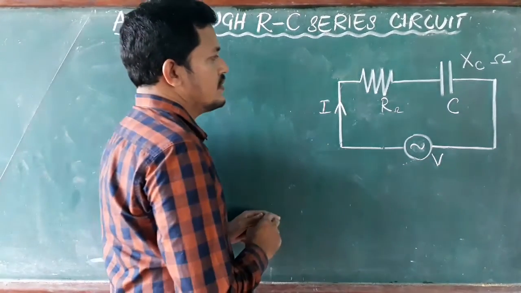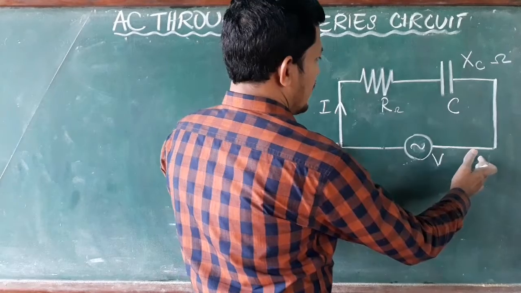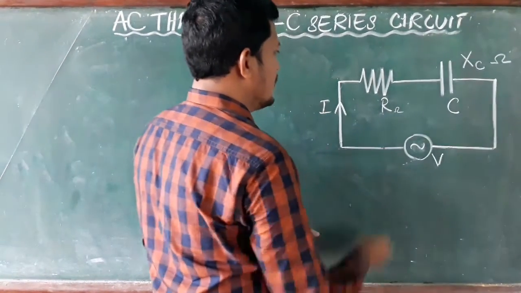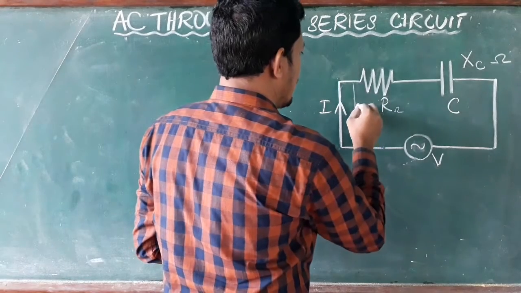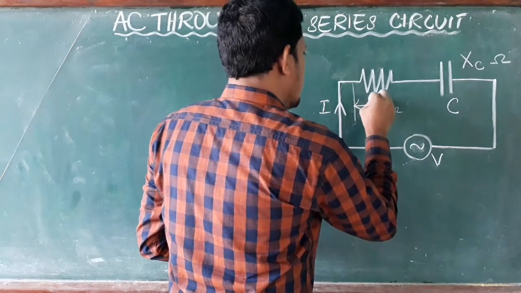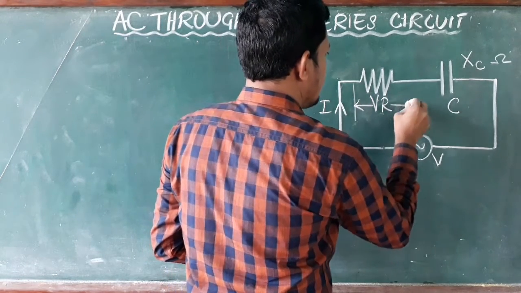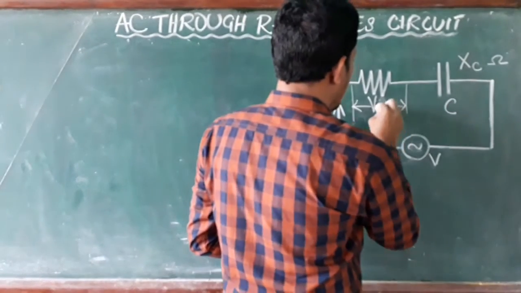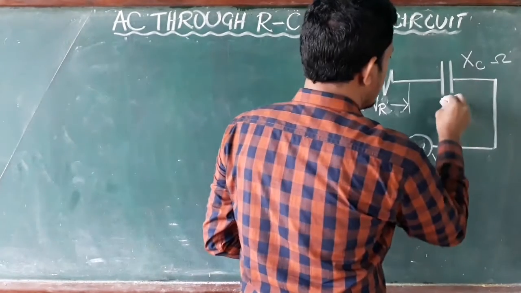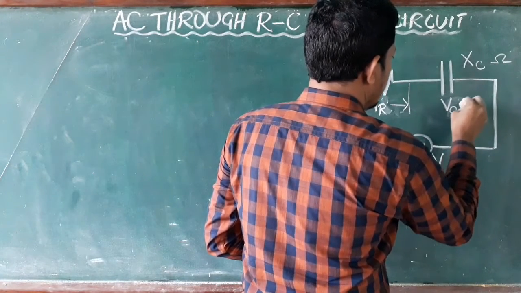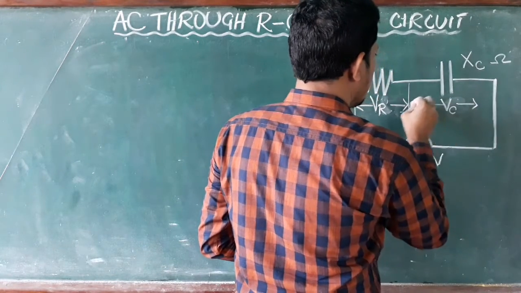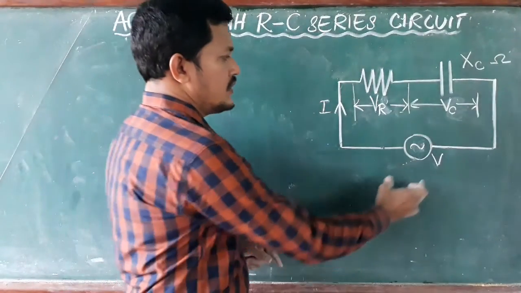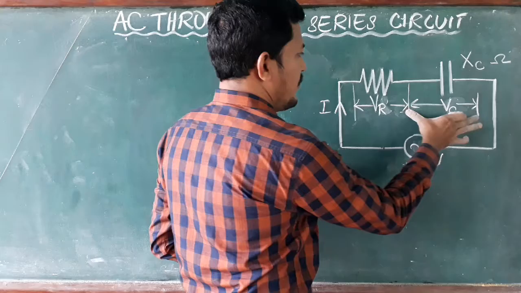So now we can say what is the voltage across the resistance and what is the voltage across the capacitor. I am taking the voltage across the resistor as VR volts and the voltage across the capacitor as VC. Now it is very clear that the total voltage V equals VR plus VC.